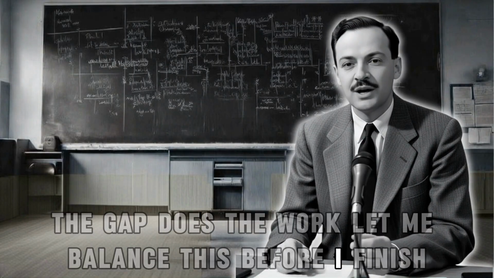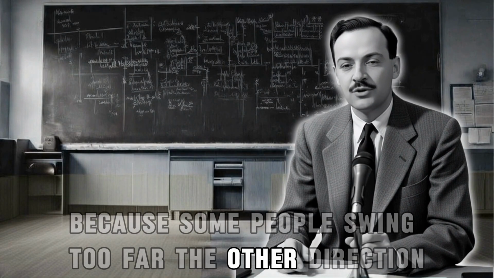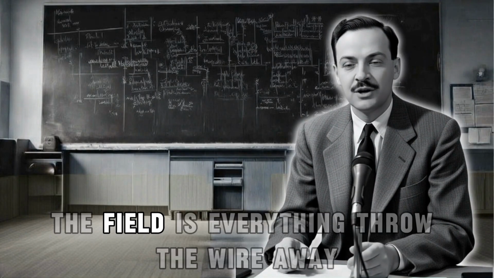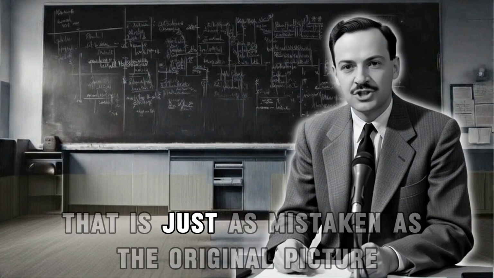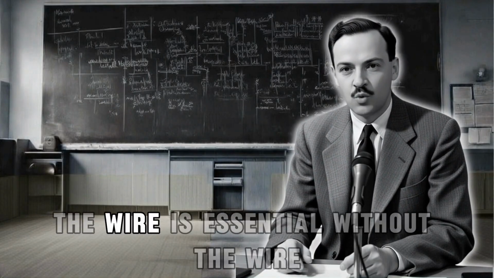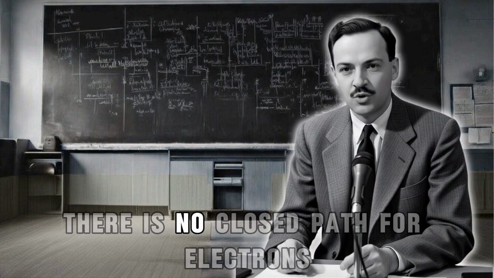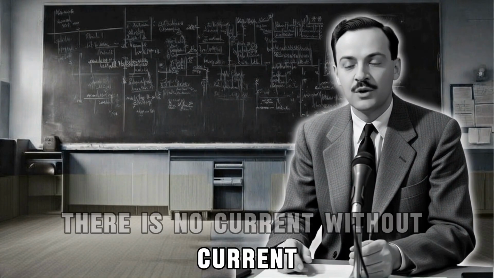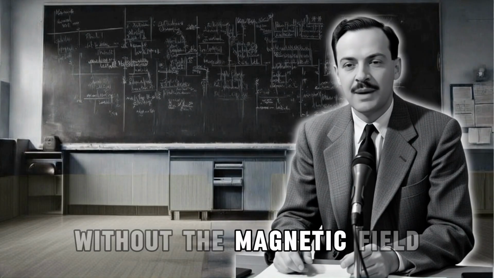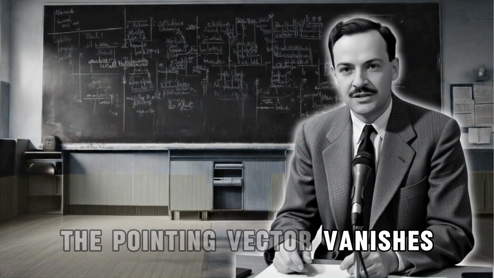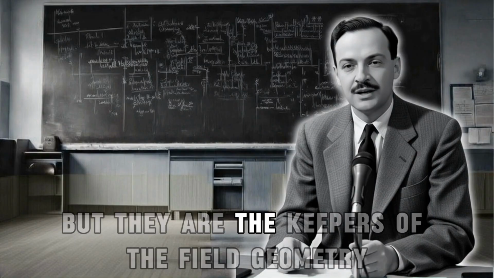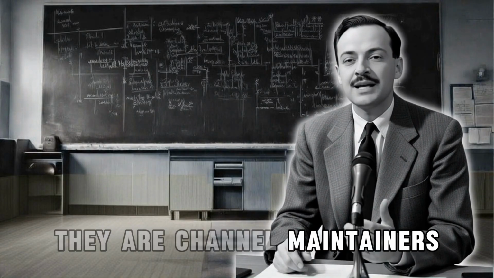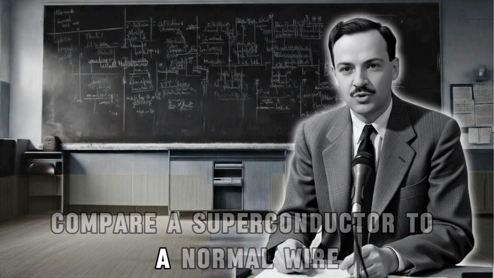Let me balance this before I finish, because some people swing too far the other direction when they first hear this. They say, right, so the wire does not matter. The field is everything. Throw the wire away. That is just as mistaken as the original picture. The wire is essential. Without the wire, there is no closed path for electrons. Without electrons flowing, there is no current. Without current, there is no magnetic field. Without the magnetic field, the Poynting vector vanishes. The electrons are slow, yes, but they are the keepers of the field geometry. They are not energy carriers. They are channel maintainers.